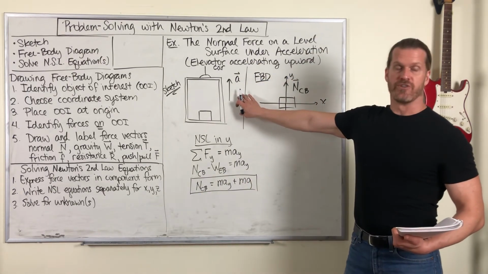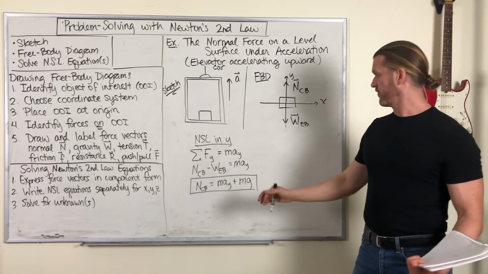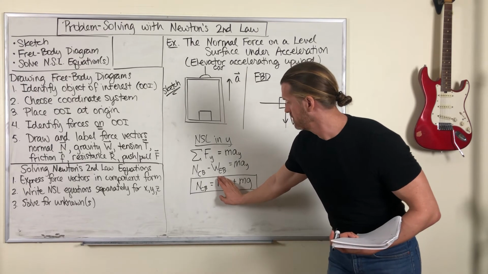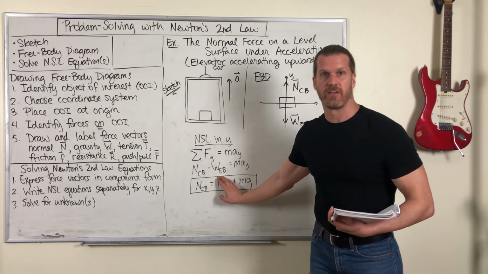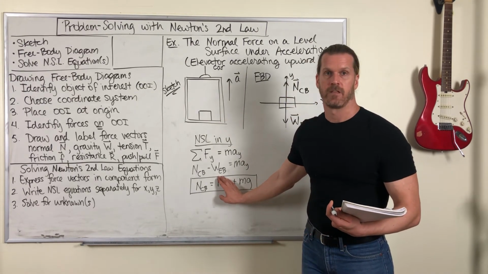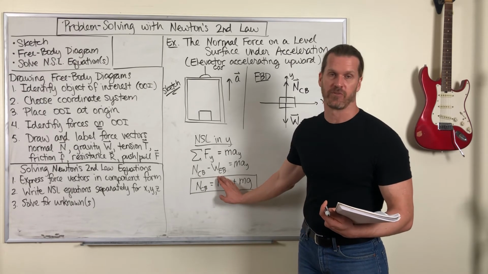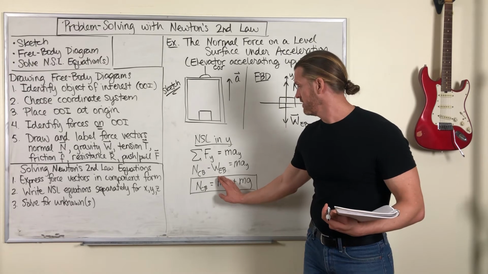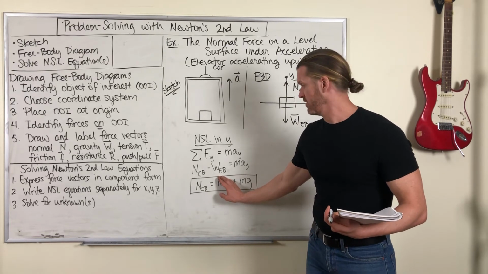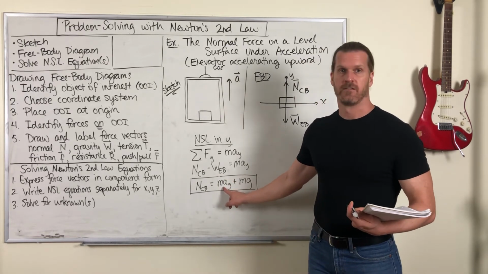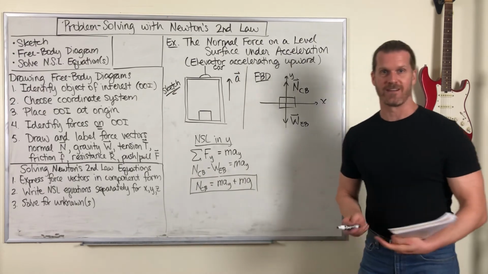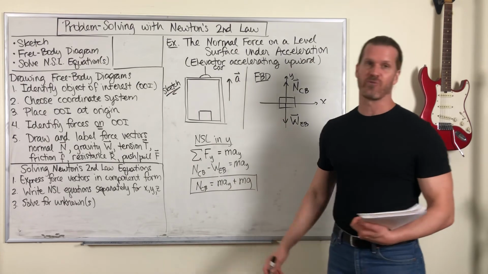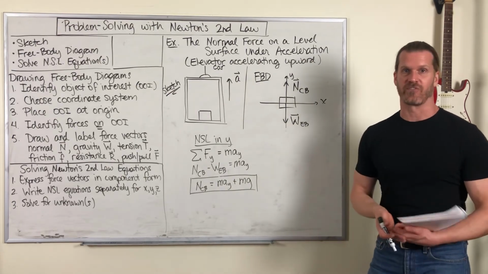If this elevator were not accelerating, like once it stops, then this term goes away, and you just get that normal force equals the object's weight. But when the elevator is accelerating, the normal force has to be stronger in order to accelerate that object. So this is a stronger normal force than it would be if the object were stationary.